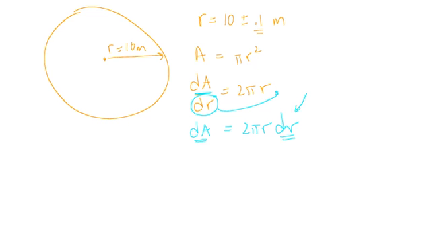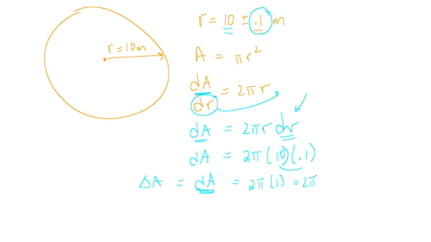And how big of a change? Well, that depends on how big dr is and how big the radius is. So dA would be, in our case, 2 pi times 10 because we've got a radius of 10 meters, times the error, which is 0.1. I'm just multiplying these together, so it's a possible error in the area, or a possible difference in the area, of 2 pi. Now that is only an approximation. We're assuming the change in area is approximately equal to dA. Why? Because dr is very small, which means it's very close to the point 10.